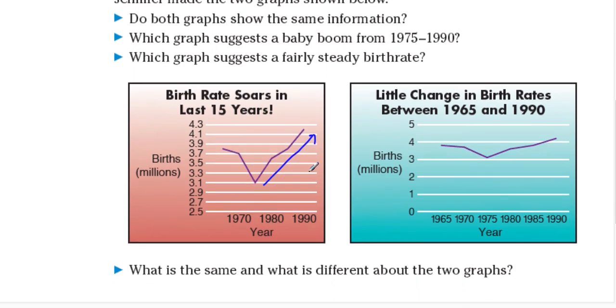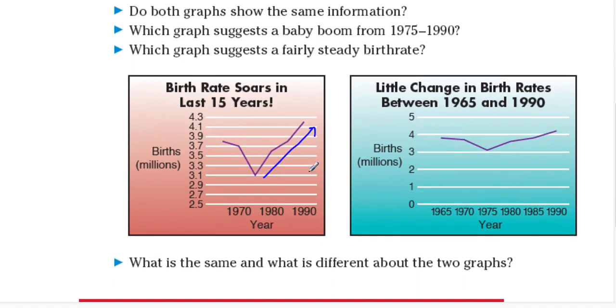The last question, what is the same and what is different about the two graphs? If you notice, this graph on the left does not start at 0. This graph on the right does. What else do you notice? The intervals of this graph are by 0.2, small intervals, on the vertical axis, and the intervals here are by 1. At the same time, this graph starts at 0. We talked about that.